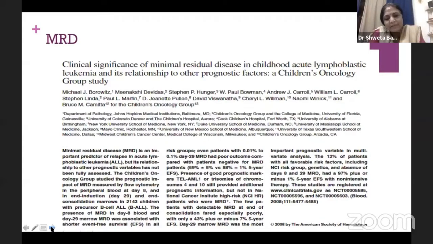They also found that the patients who had MRD of 0.01% to 0.1% on day 29 had a poor outcome as compared to the patients who were MRD negative. The survival difference was almost 30%. When correlated with other prognostic factors, they found that MRD overruled TEL-AML1 and trisomies as well. In this cohort, only 12% of the patients had favorable risk factors, which included the NCI risk group, genetics, and absence of day 8 and day 29 MRD. And these 12% of the patients had 97% survival.